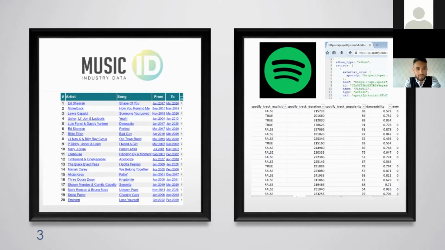Here are examples of the MusicID data set, combined via the ISRC code, which is the unique identifier from Spotify, from the industry standard of sound recordings. So we're joining the data together. We know the compositional elements of the song and also how much the song has earned.